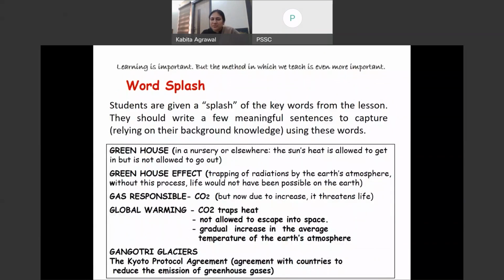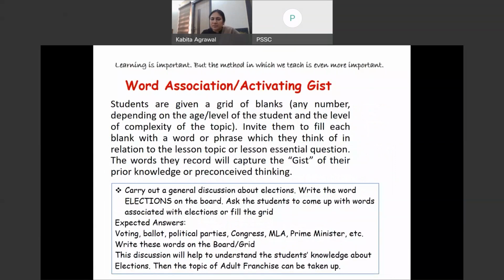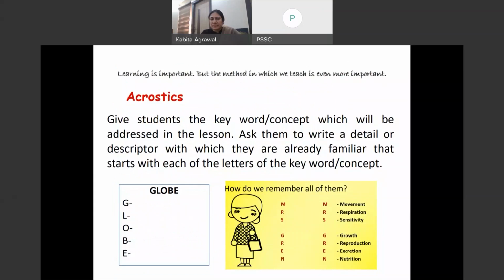Word splash. Word association. So associating them before you even embark on the chapter is very, very important. And finally, after learning all those words or all those things, where are they landing up? This really helps them to memorize, and even to understand what all they are going to cover.